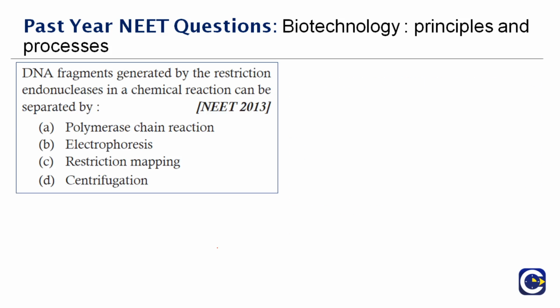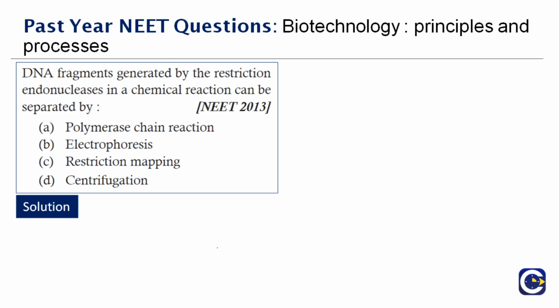Next question here. DNA fragments generated by the restriction endonucleases in a chemical reaction can be separated by dash. This question was asked in the year 2013. Whenever we talk about the process of separation, you have a hint here, and we already discussed it in part 1 and 2. Whenever we talk about a separation method, we use electrophoresis, which uses size and charge as the main criteria for the separation method. Now the same answer will go here.